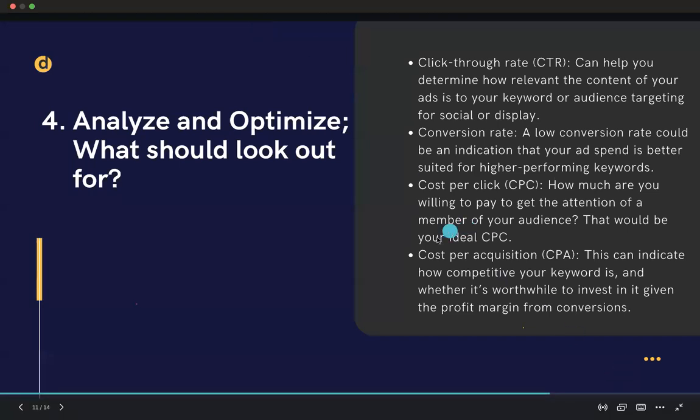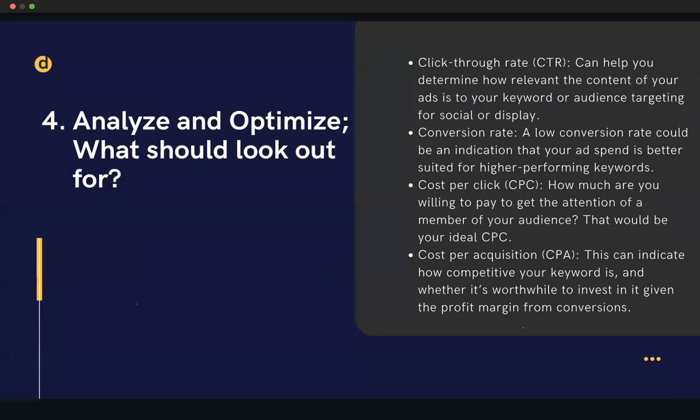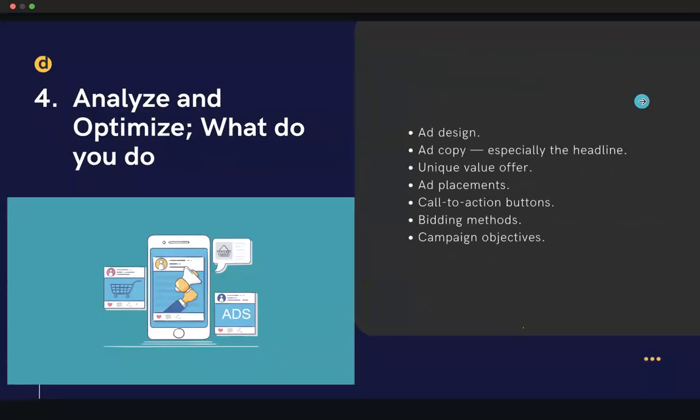Okay, so analyzing and optimizing, another thing you should do is, if you are now analyzing and you see, oh, my cost per click is high, I'm not getting good results, what should you do, right? You should now start exploring different ad design, right? Ad copies, especially the headline. What are you saying at the headline?